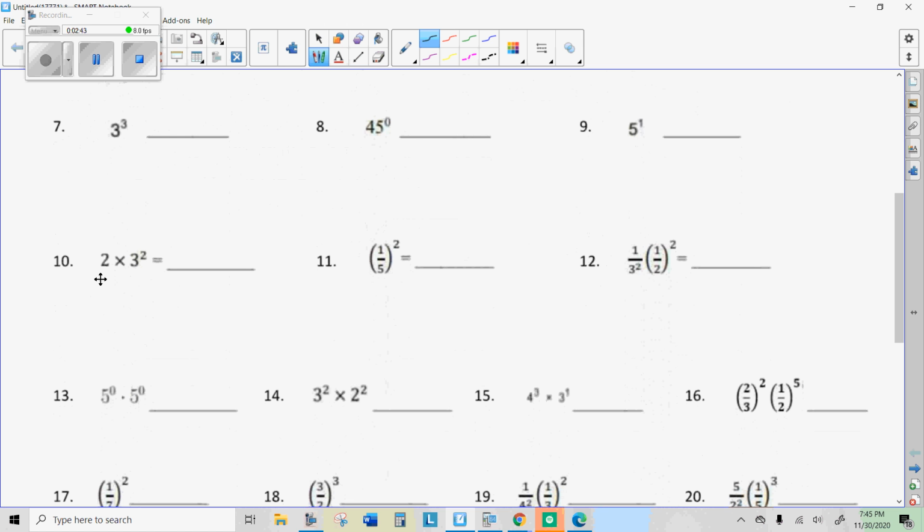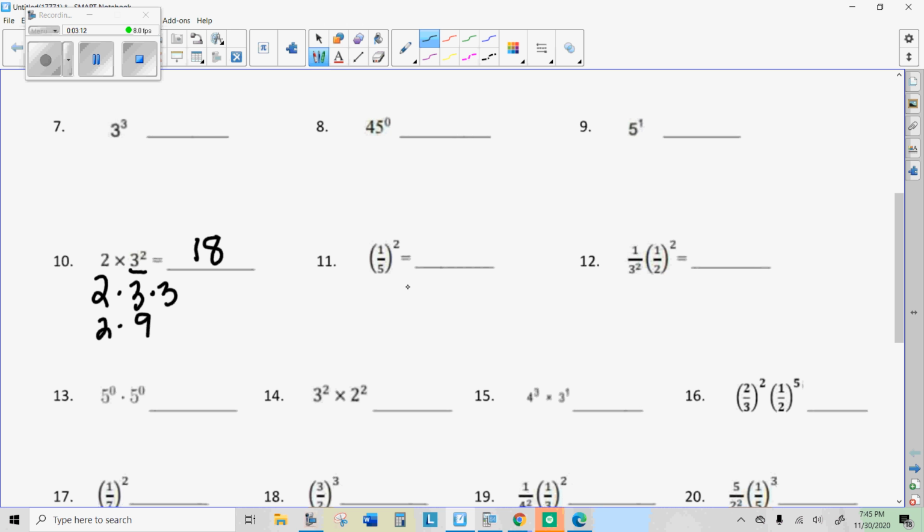All right, I'm going to move on down here to number 10. And again, we just want to expand this. So 2 times 3 times 3. When you're doing powers, you should do those before you do the multiplication. So really, you should be thinking of this as 2 times 9. I don't think it matters because multiplication is commutative and associative, so you can rearrange it any way you want. But 2 times 9 is 18.